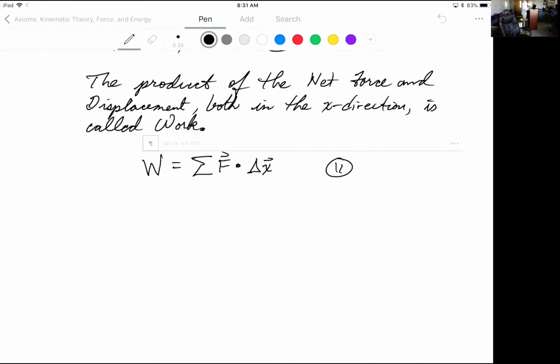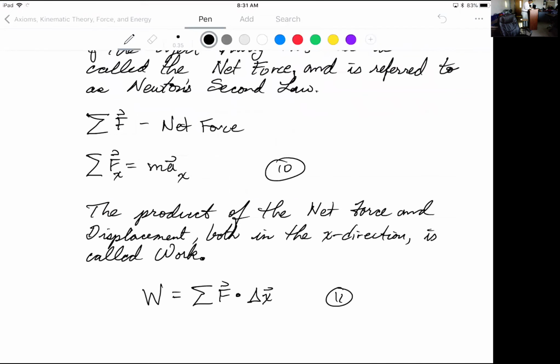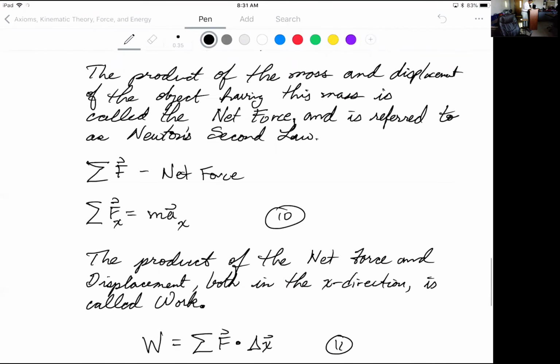All right, so we've successfully defined work. One of the quick things that I would like to do is a little dimensional analysis on the force, or what mass times acceleration is. What are the units for mass? Right, kilograms. And then what are the units for acceleration?